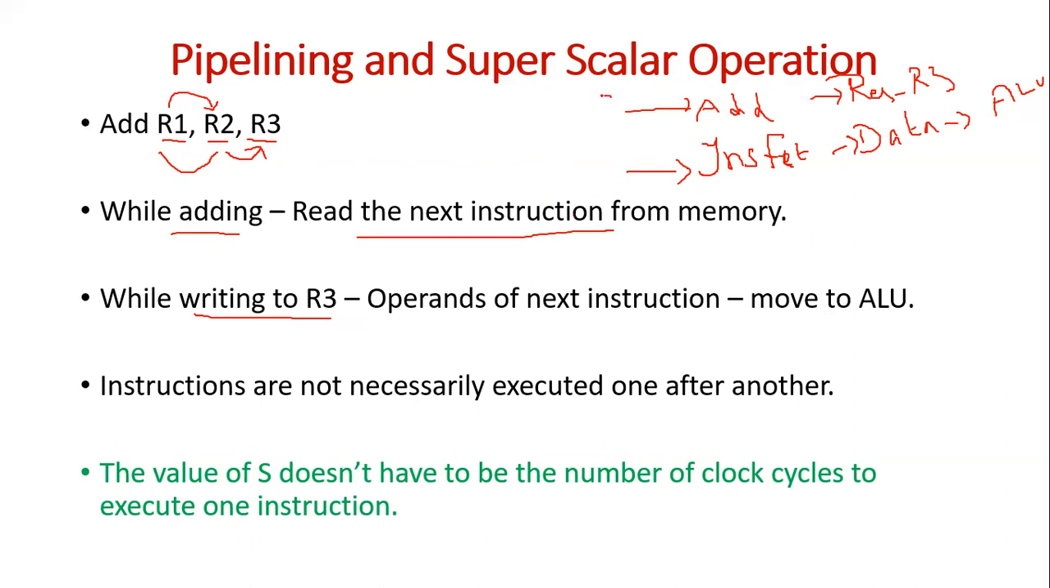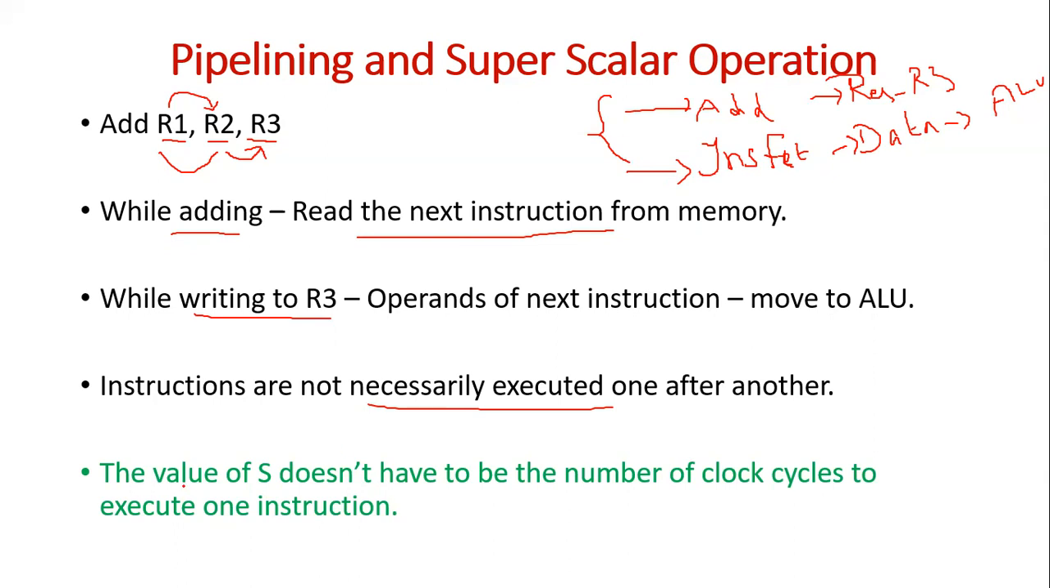This also means that instructions need not always execute one after another. In your program maybe this is the first instruction and this is the second instruction, but internally that is not happening. You are zigzagging the execution as long as the output does not change. The processor is allowed to change the execution order, but it should ensure that the output does not change.